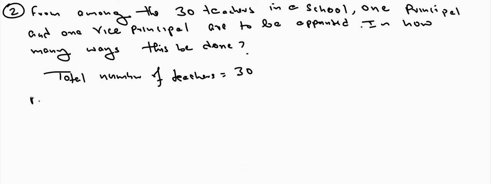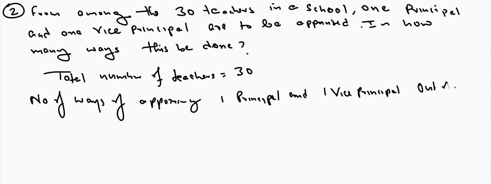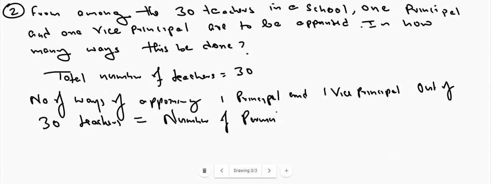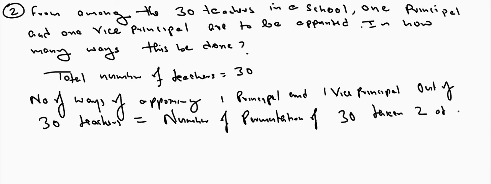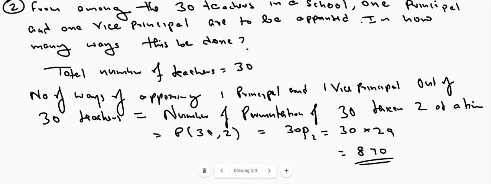That is, the number of ways of appointing one principal and one vice principal out of 30 teachers is the same as the number of permutations, that is, arrangement means permutation, of 30 objects taken 2 at a time. That is equal to 30P2, which we can write as 30 into 29 equals 870. Clear. Next, question number 3.